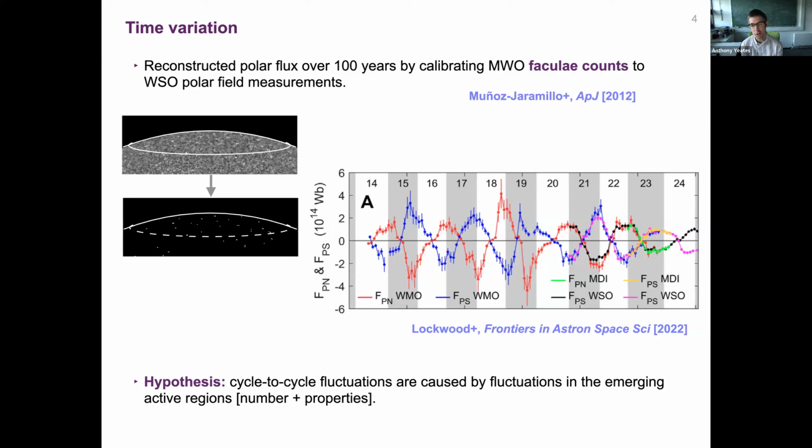So it can be fluctuations in the number of active regions, like the sunspot number, if you like. But more importantly, it can be fluctuations in the properties of the regions. So, for example, how close to the equator they are, or how tilted they are. So how much of a north-south component does their field have?